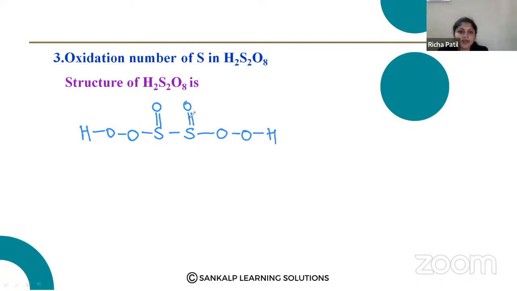Right? So 1, 2, 3, 4, 5, 6, 7, and 8. So this is the structure of H2S2O8. Now find out what you have to find out, the oxidation number of S. So how will you write it?